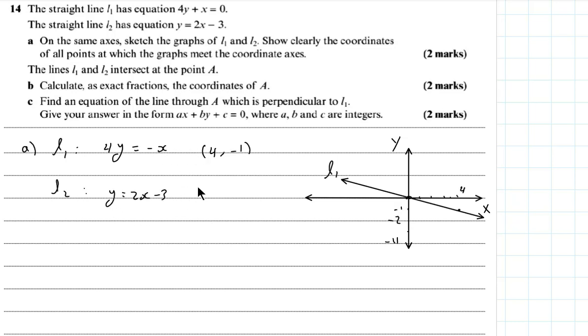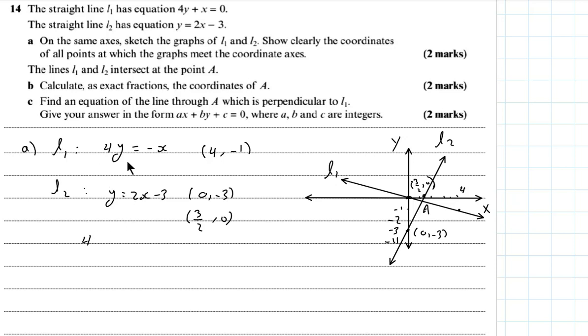So this is the first line. For L2, we have y equals 2x minus 3. So if x equals 0, y equals minus 3. And now try to get if y equals 0. If y equals 0, then 2x equals 3, which means that x equals 3 over 2. This is L2, and these are the 2 points of intersection with the coordinate axes. Then the lines L1 and L2 intersect at the point A. This is A, of course, and they're required to get the coordinates of A as exact fractions.